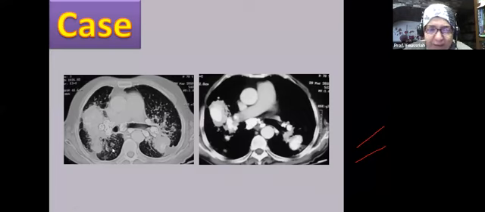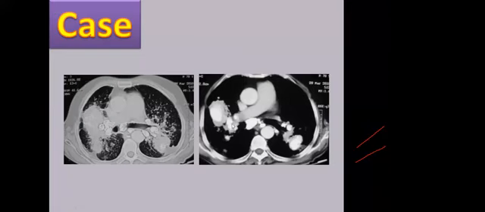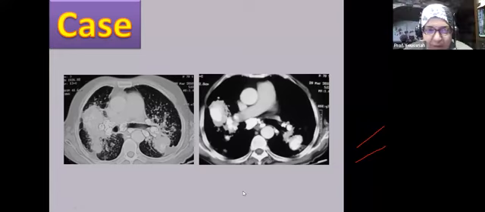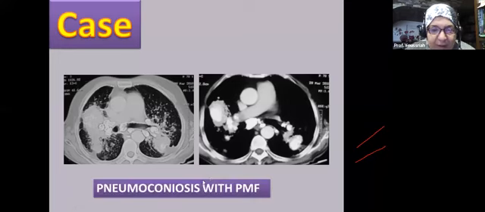If you look at the lung window, you will see the classic eggshell calcification. You have heard this term a lot. This is the eggshell calcification, a dense outer, relatively less dense inner calcification of the lymph nodes. In addition, you see there is fibrosis with calcification in the lung, and there is a miliary pattern in the lung. This is a case of pneumoconiosis with progressive massive fibrosis.